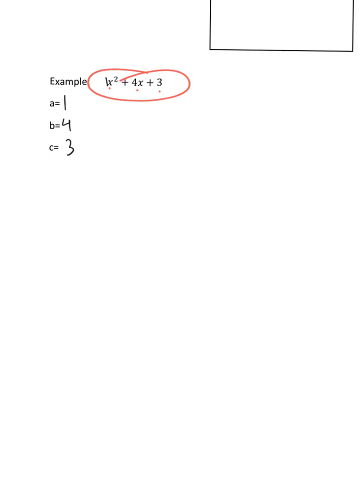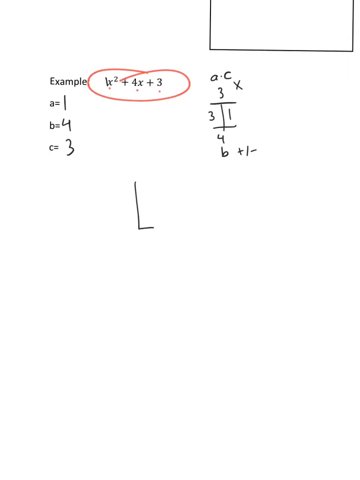So first thing, we're always going to draw an I. At the top of the I, you're going to put A times C, and at the bottom, you're going to put B. A times C is 1 times 3, which is 3, and B is 4. So I need 2 numbers that multiply to give me 3, and add or subtract to give me 4. 3 times 1 is 3. 3 plus 1 is 4.